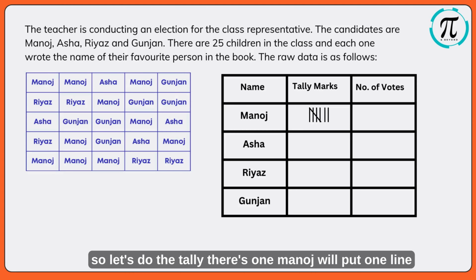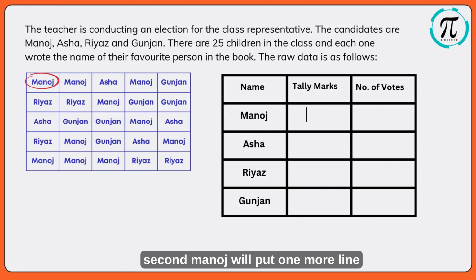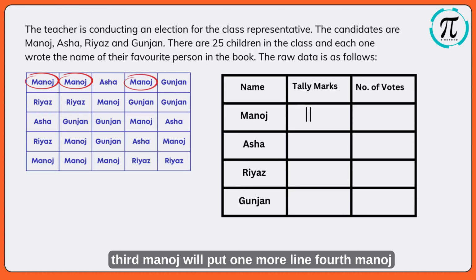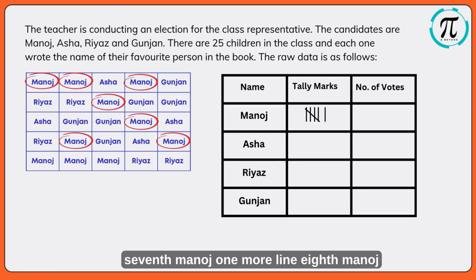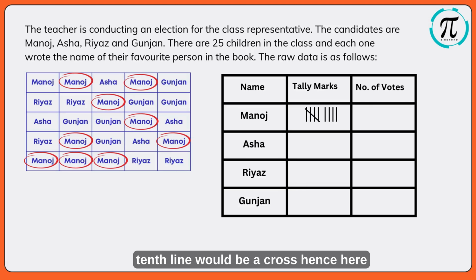So let's do the tally. There's one Manoj, we'll put one line. Second Manoj, one more line. Third Manoj, one more line. Fourth Manoj, one more line. Now the fifth one, we'll bundle it, we'll put a diagonal cross. And then again repeat. Sixth Manoj, one more line. Seventh, eighth, ninth, and tenth Manoj, one more line each. Remember the tenth would be a cross. Hence, the number of votes cast for Manoj is 10.